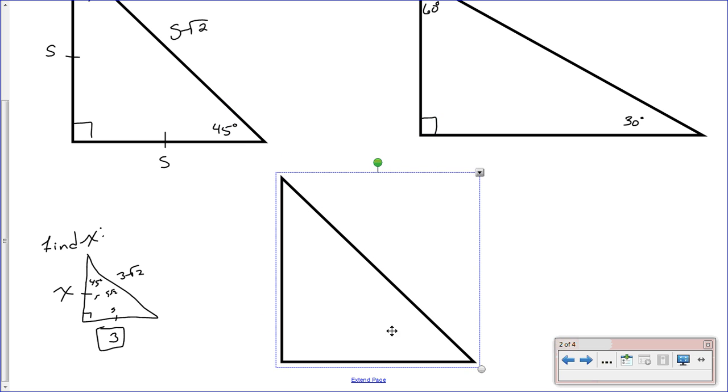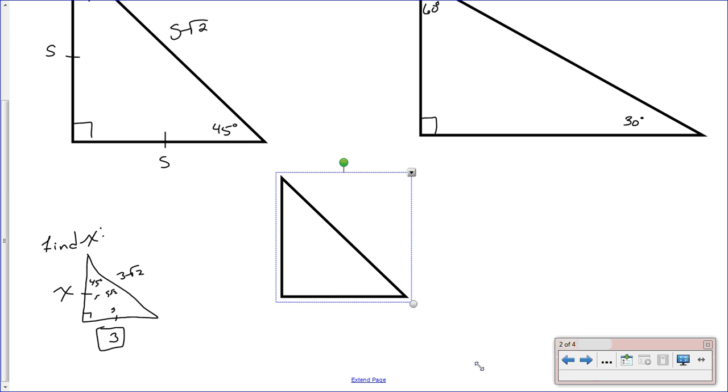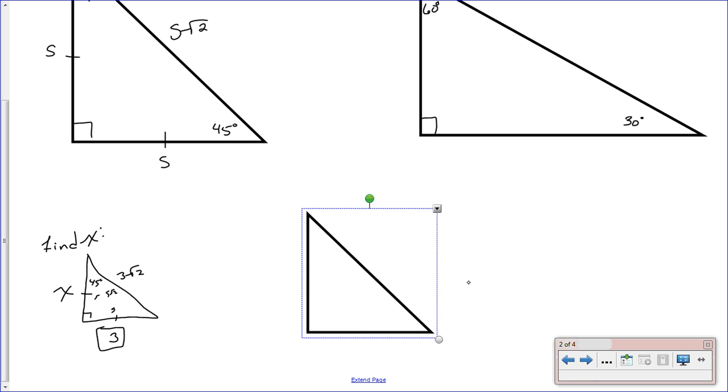The only time this gets semi-complicated is when you don't have the square root of 2 in the hypotenuse. So now here we have our 45, 45, 90 triangle, and our hypotenuse is 8. Now what do we do?